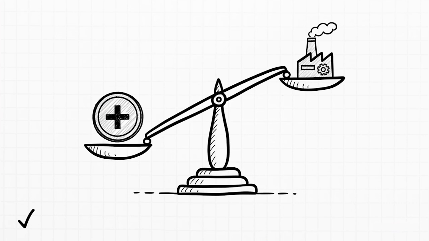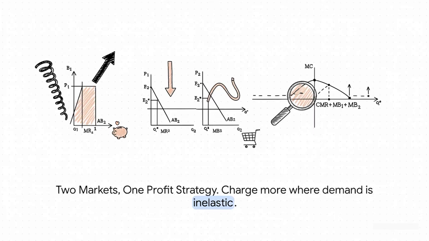On one side, you have the extra money you make from selling just one more item. That's marginal revenue, or MR. On the other side, you have how much it costs to make that one extra item. That's the marginal cost, or MC. A monopolist makes the most profit when those two sides are perfectly balanced. And this is what it looks like in action.